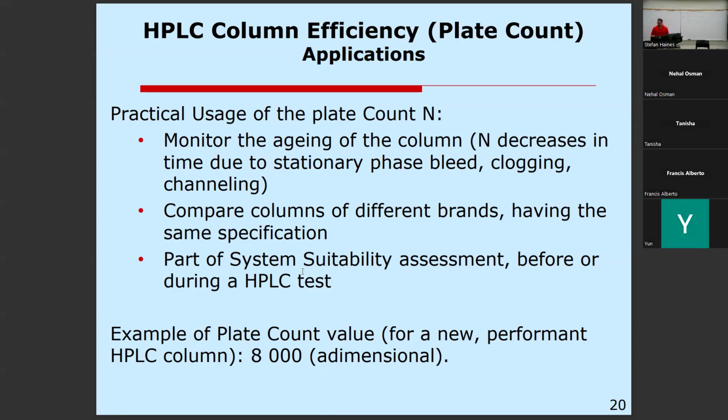And then of course, practical usage tells you if your system is up to snuff to get whatever experiment you want to get done without having to tweak things too much. So for a new column, you should have a plate count of at least 8,000 per meter. So 8,000 plates per meter. And performant, I think that might be a brand, performant HPLC column. And this is very broad because it doesn't tell you what type of column it is and what we're expecting from the column, right?